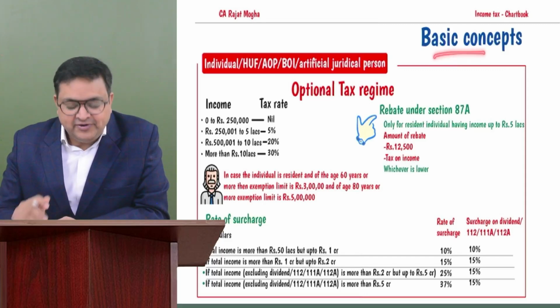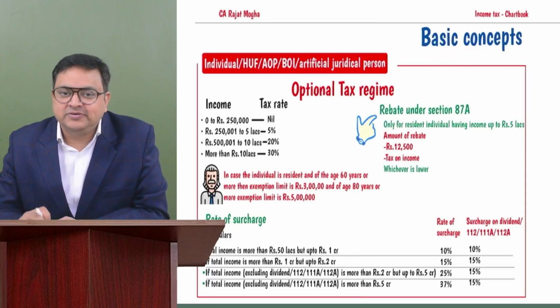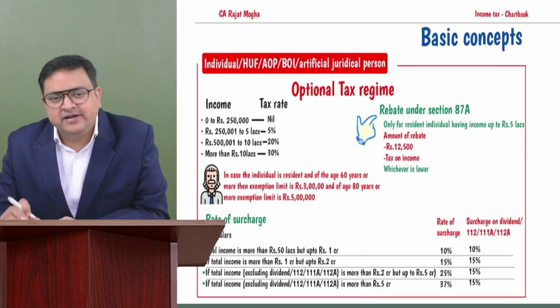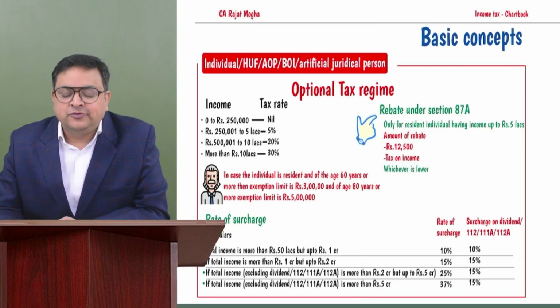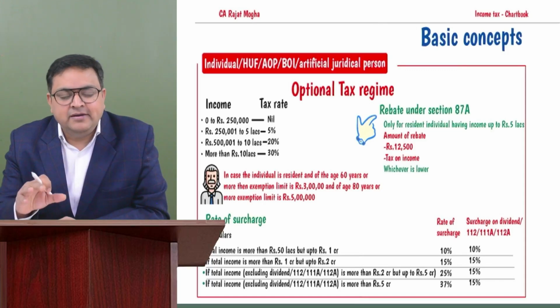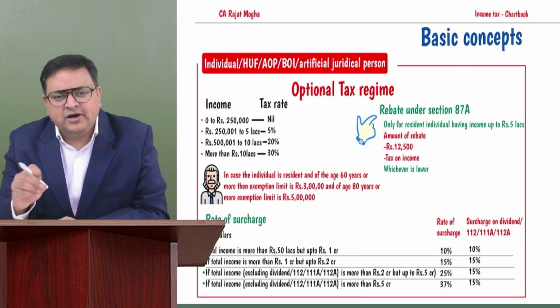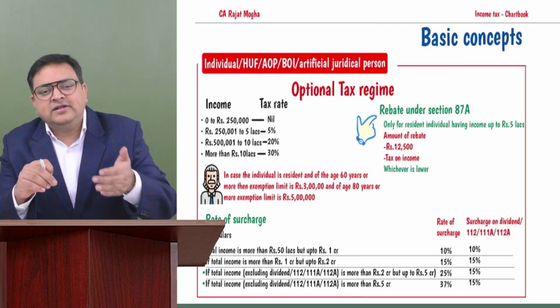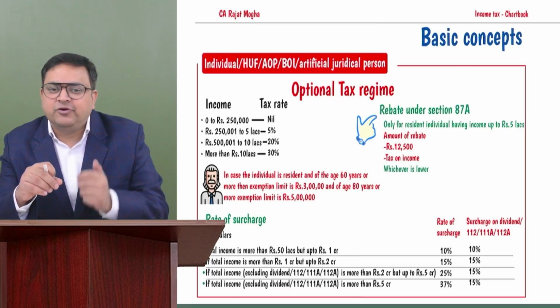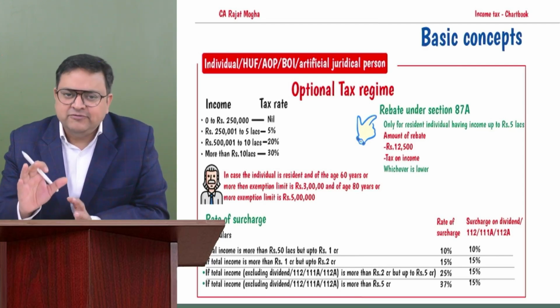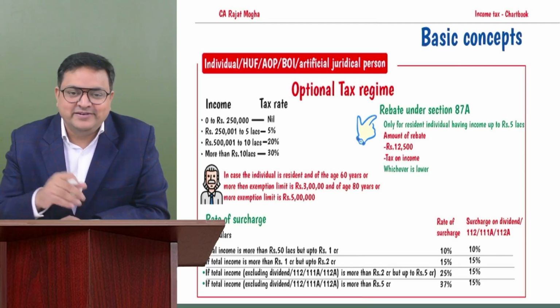So basic concepts. We understand that there are two regimes: optional regime and default regime. Default regime under 115BAC. So if the question is silent, please apply your default regime. And mostly now, if you look at the trend, the institute is asking more of default regime questions only. But still, we should know what the tax rates are under optional regime also.